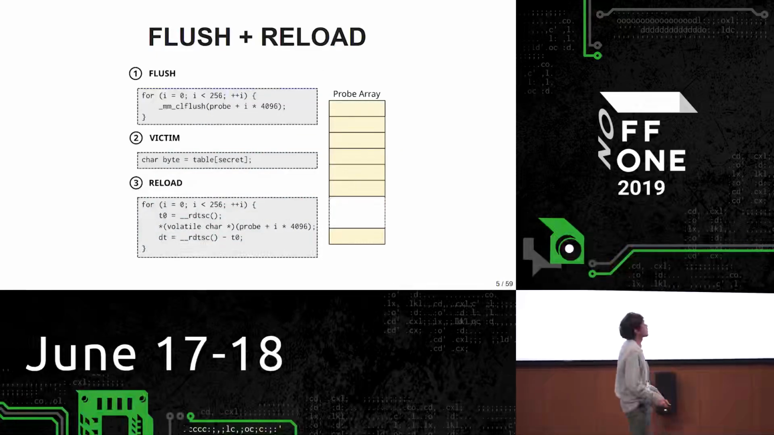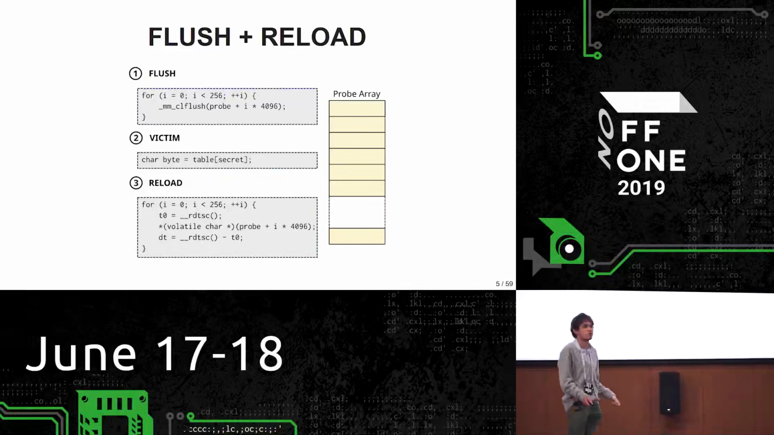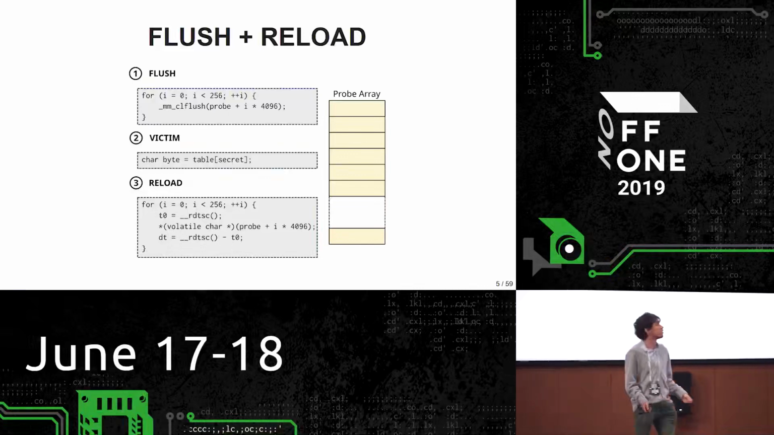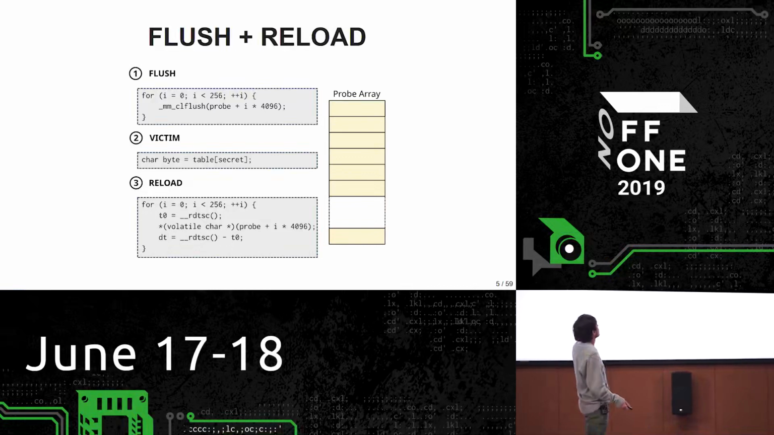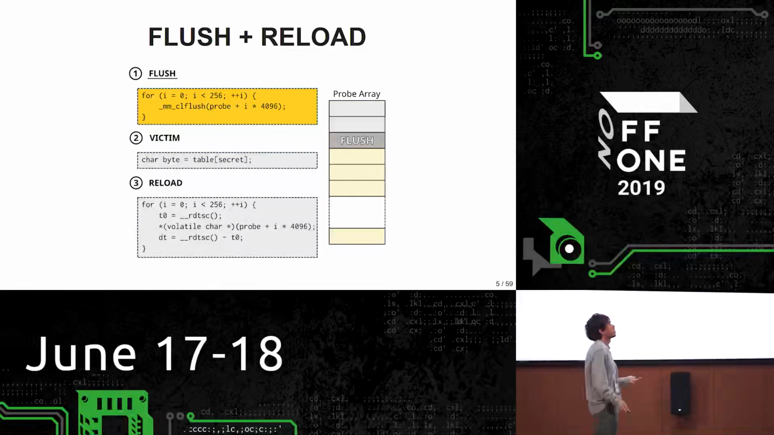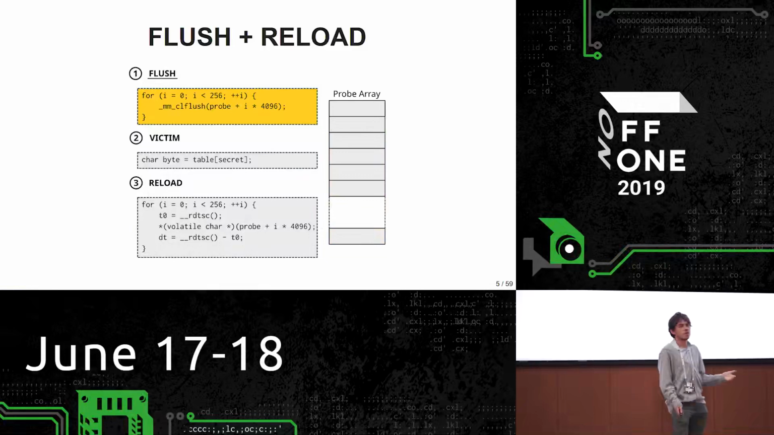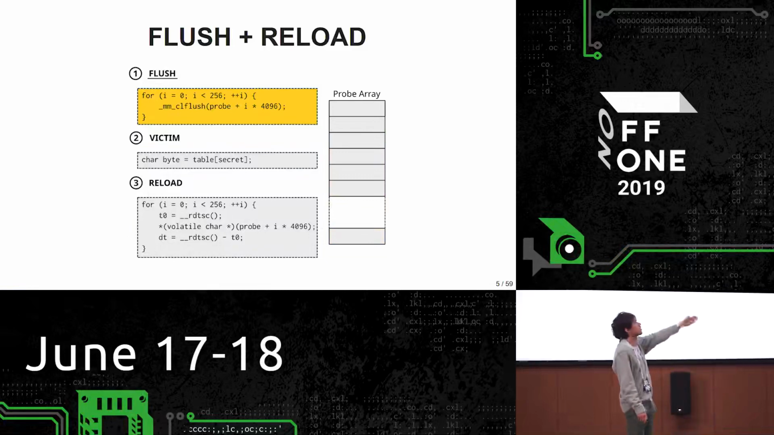So what does a cache attack look like? For this presentation, I'm going to talk about flush and reload. You have three stages: the flush part, the victim, and reload. An attacker usually allocates a probe array. The first step the attacker does is the flush step, in which the attacker flushes every entry in the probe array from the cache, so that it's in main memory. This means the entries in the probe array will now be slow to access.